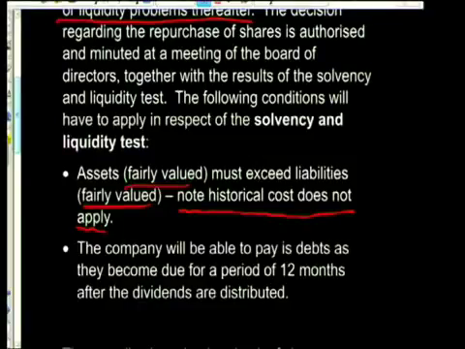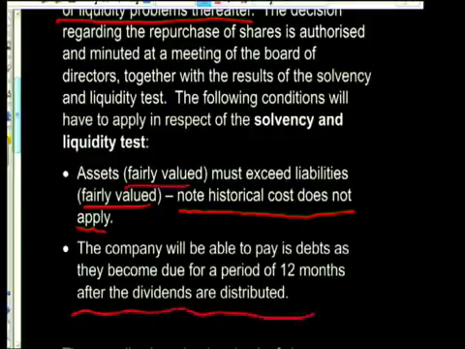2, the company will be able to pay its debts as they become due for a period of 12 months after the dividends are distributed. In other words, we're talking about liquidity, the cash situation. The company must be able to settle. Remember, when we're talking liquidity, we're talking about the ability of a company to settle its short-term debts, right? Solvency, the ability of a company to settle its long-term debts. So those 2 are important.